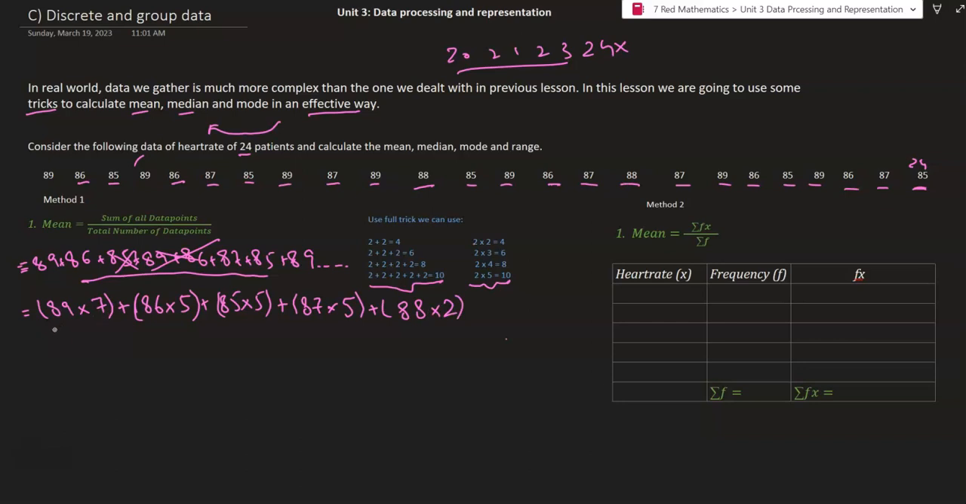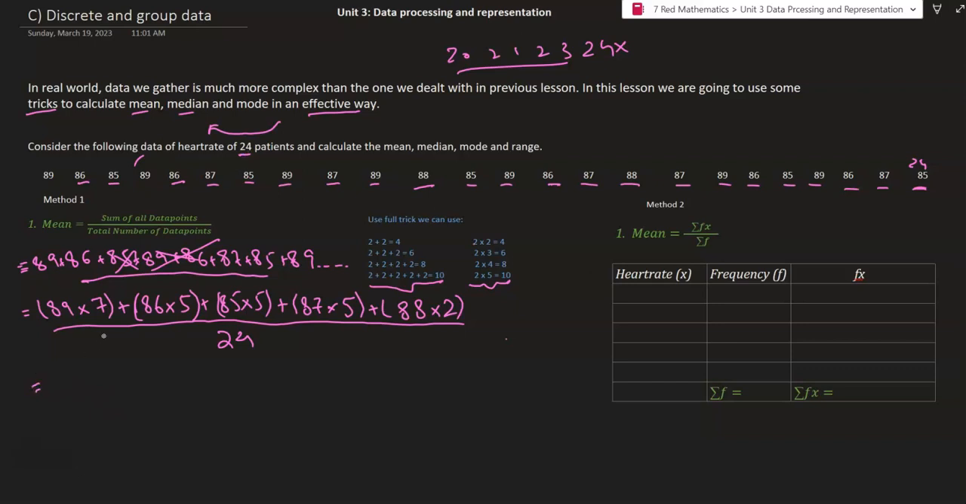And so what I would do is divide it by the total number of data points, which is basically 24. We can get 24 by adding these frequencies as well. So 7 plus 5 plus 5 plus 5 plus 2 gives you 24 as well. We can do that if we do not have this value or are not provided with the value.